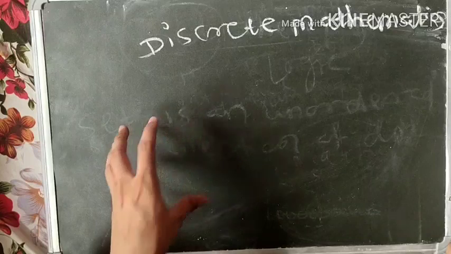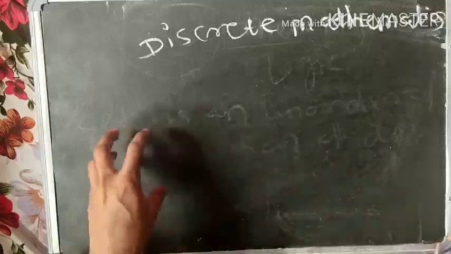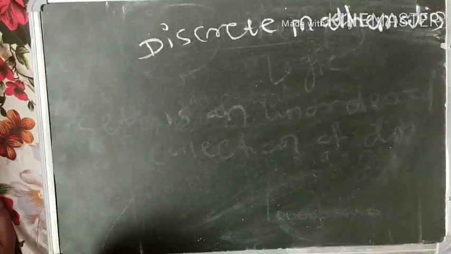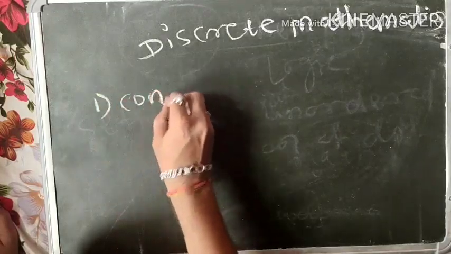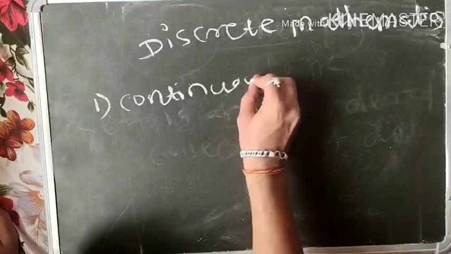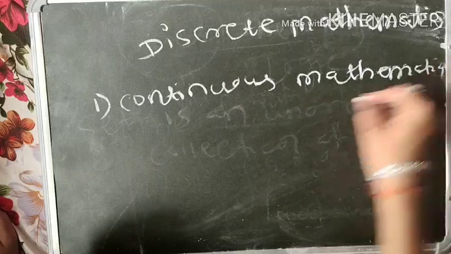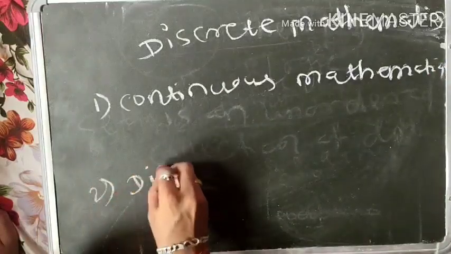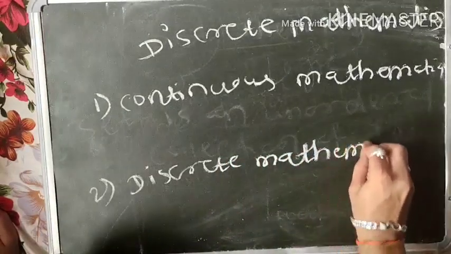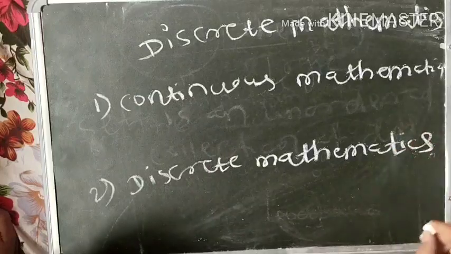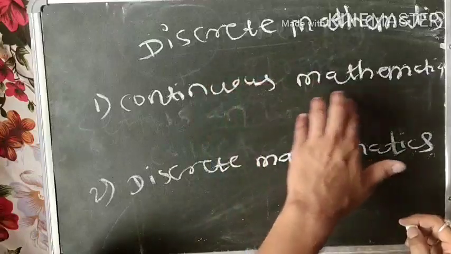Now, mathematics is divided into two types. First is continuous mathematics, and second is discrete mathematics. So first we need to understand what is meant by continuous mathematics.